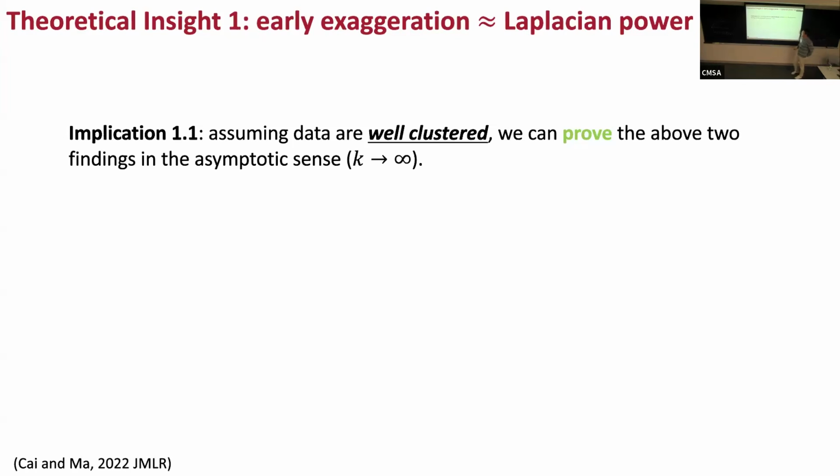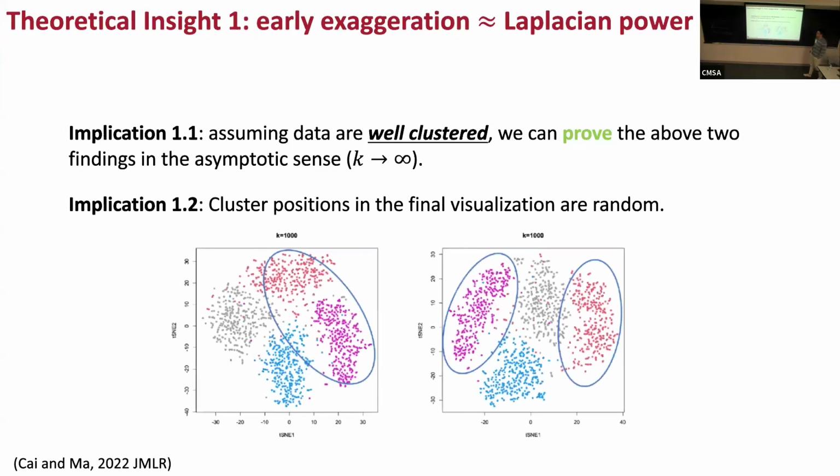As a result, when the data are well clustered, meaning that the high dimensional data are already well separated in the original space, then we can show that the above two findings actually hold in the asymptotic sense. That is, you are guaranteed to converge to a few singletons corresponding to the cluster identity. And also the location of those dots are exact functions of the initial value, y0. So basically that's a random quantity.